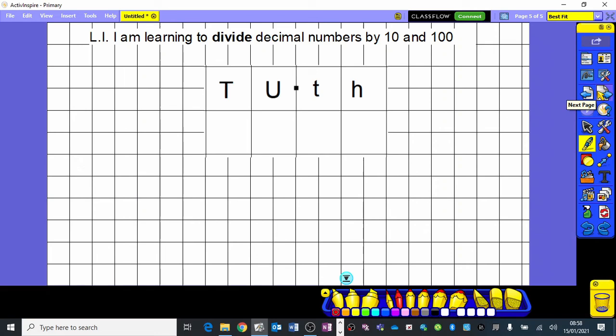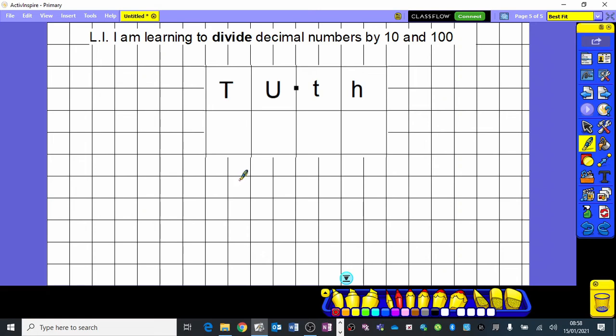What about dividing then? Like before, we know that dividing is just the opposite of multiplication. So whereas things get bigger when we multiply them, dividing makes them smaller. So tens will become units. Units will become tenths. Tenths will become hundredths, and so on. Everything's going to move down the way, become smaller.